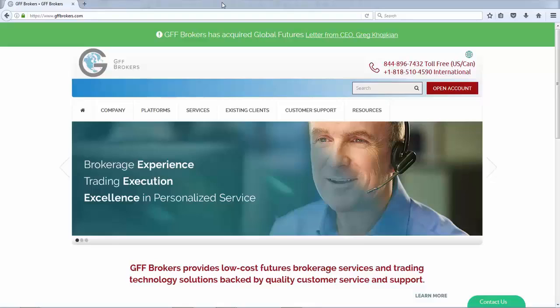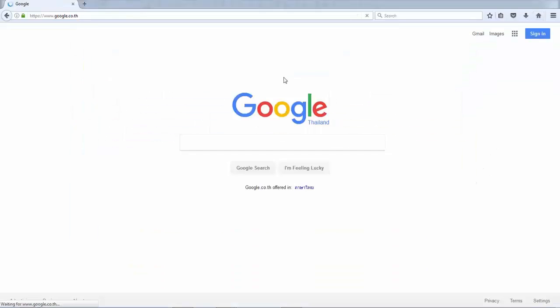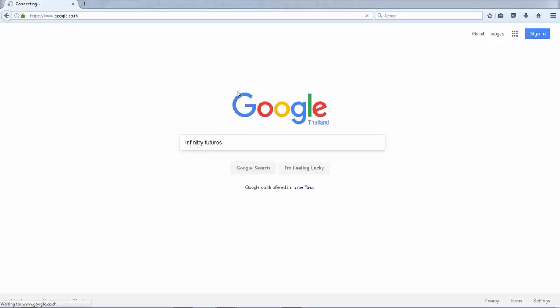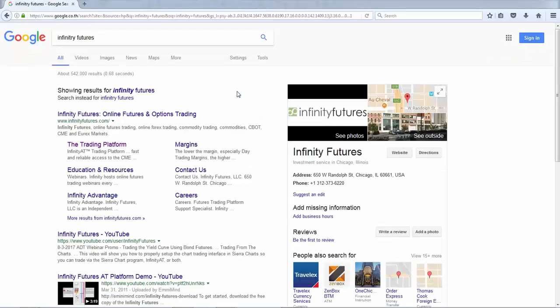Another one, somebody in the room is using Infinity. I think it's Infinity Futures or Infinity Broker. I'm not sure which one. Infinity Futures. Yeah, I think it's Infinity Futures. And they're doing really well. They're getting good fills and everything like that. So, this is another one to check out. I don't know how much their margin is. You'll have to look that up for yourself. You could look it up right here, for instance, under margins.